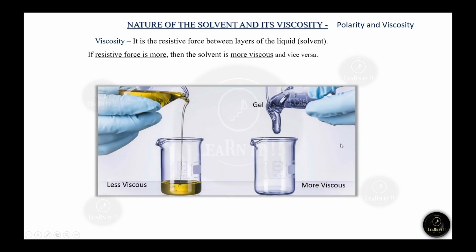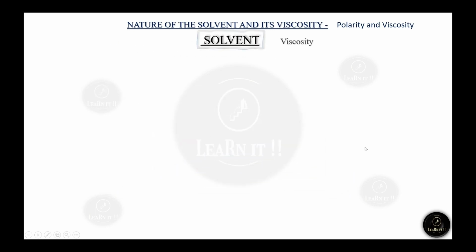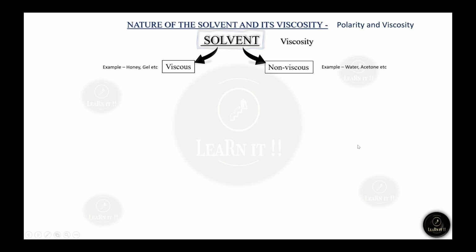So you can see two examples. In less viscous fluids, the liquid flows more freely than the more viscous fluids. So, solvents can be divided into two parts based on viscosity. First one is viscous and non-viscous. Examples for viscous fluids are honey and gel, etc. Examples for non-viscous fluids are water and acetone.